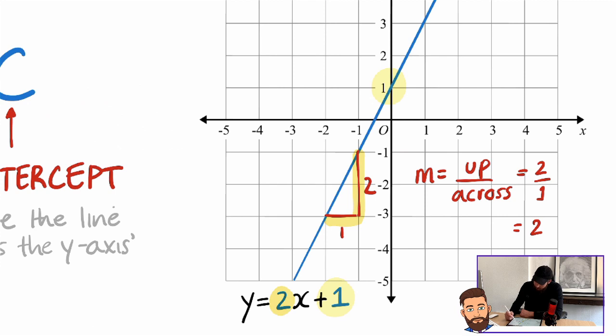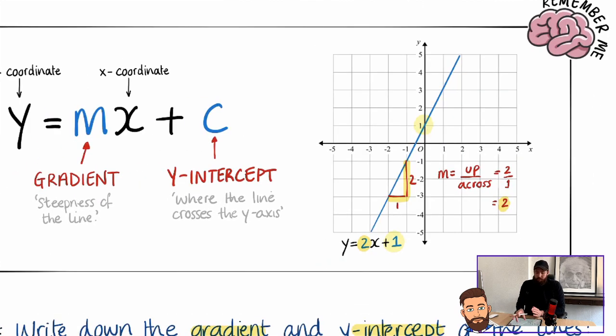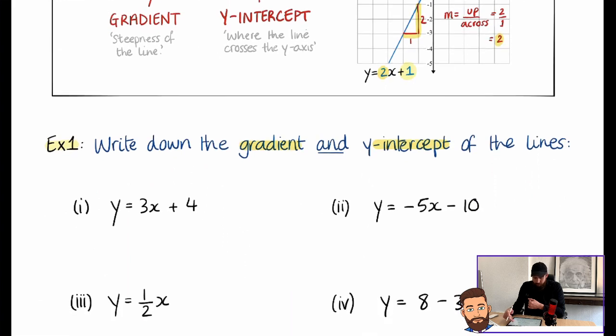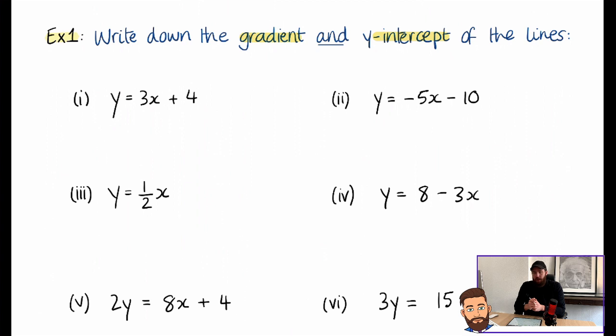this 2 here. So we need to be able to know the form of the equation of a straight line, which is y equals mx plus c. M is the gradient, c is the y-intercept. And we need to be able to identify which one's the gradient and which one's the y-intercept. So we're going to do that in example 1. I've written loads of different equations of a line where we're going to look at what is the gradient and what is the y-intercept.